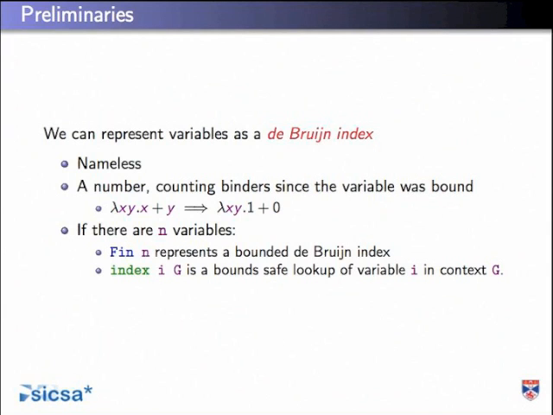So if you have n variables, then Fin n is going to represent a bounded de Bruijn index. If you have 0 variables, then clearly there's nothing in that vector, Fin 0. There's nothing there. So if you have a context G that is your vector of length n, and an index I, which is your element of the finite set with the same bounds, then this is a bound-safe lookup. Index I G is a bound-safe lookup of that variable in the context.